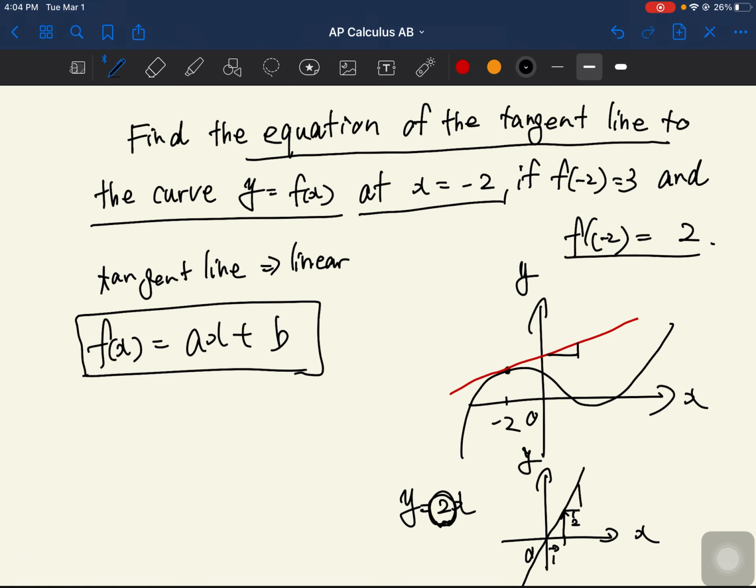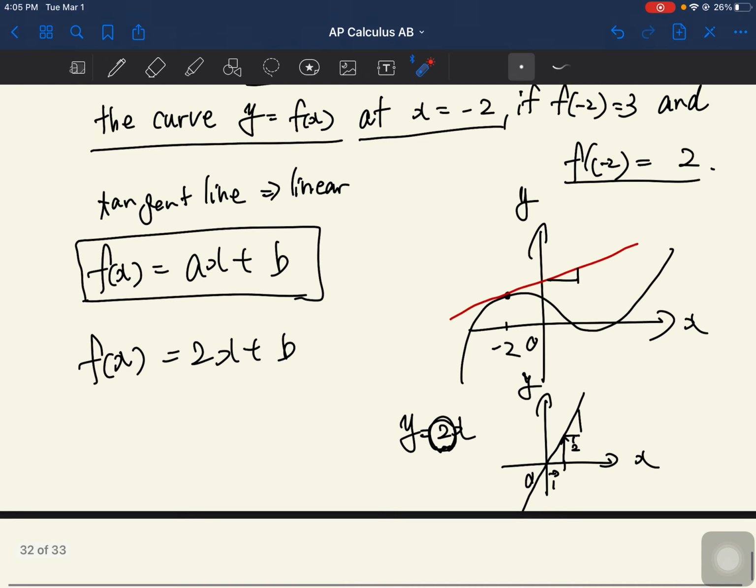So let's find it. And there's a hint here: f prime of negative 2 is 2. The meaning of derivative is finding the slope at the point. So it shows the tangent slope here. So this 2 is going to be a here, and f of x is 2x plus b. Like I mentioned, the a value is always the slope of the line, and f prime of negative 2 means the tangent slope here. So you can just use this number as a.